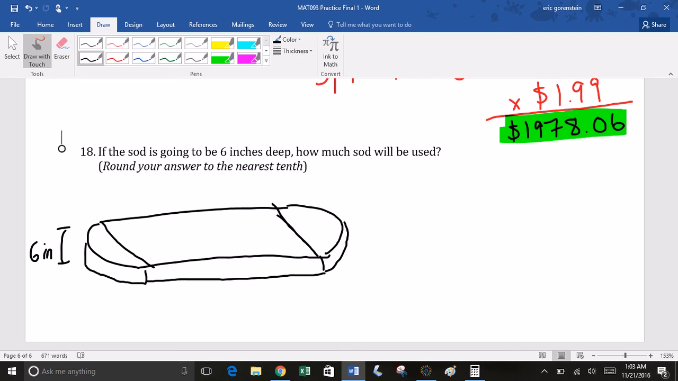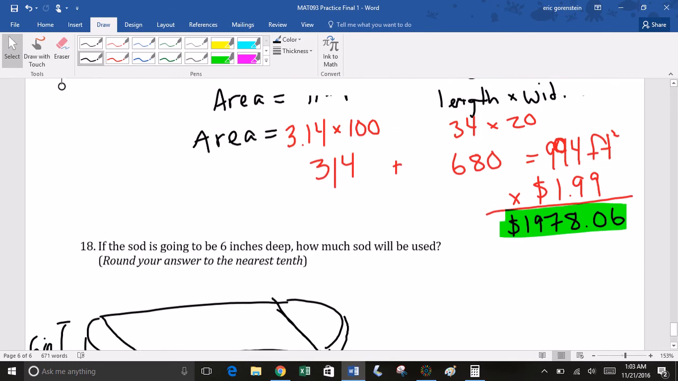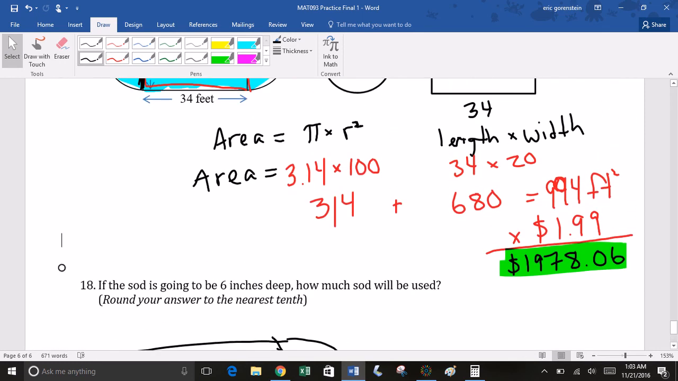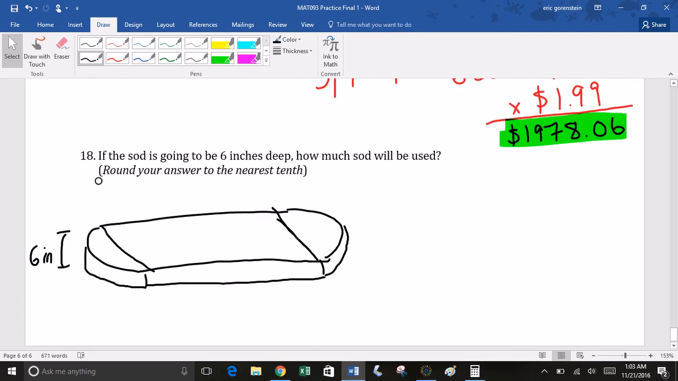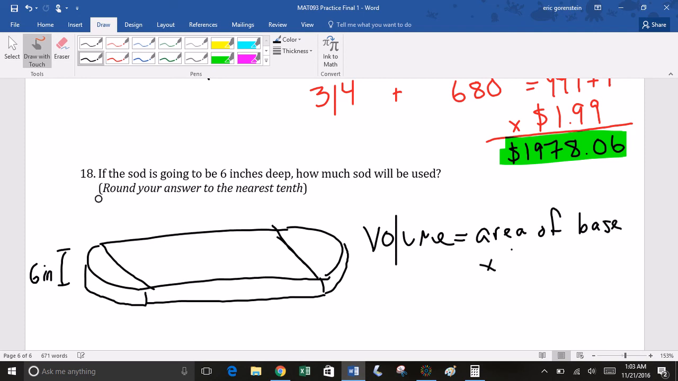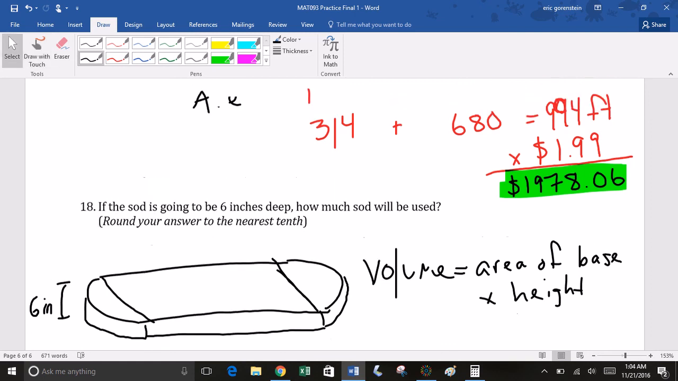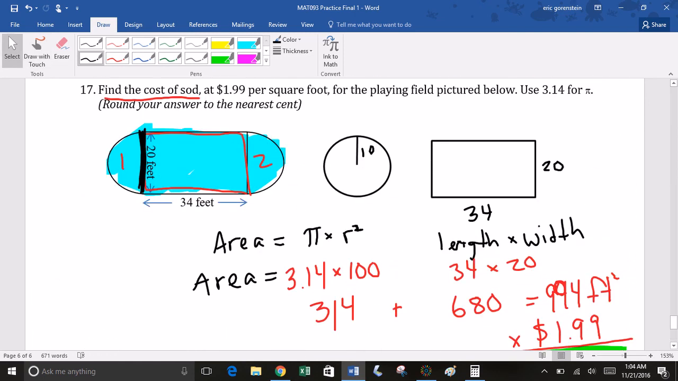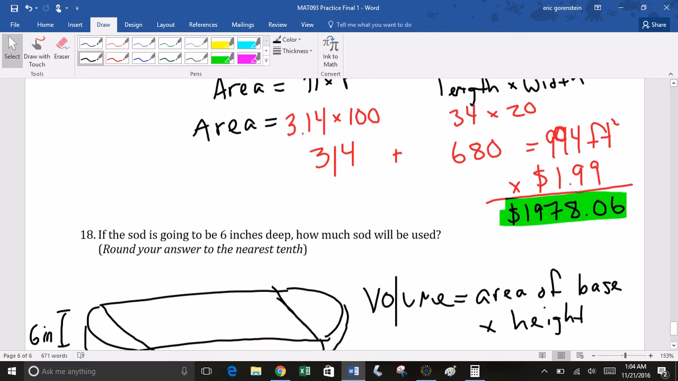6 inches. Okay, so we know what the area is. We just did that in the previous problem. So our area is the 994 square feet. Okay, so for any three-dimensional shape, volume is always equal to the area of the base times the height. So in this case, the area of the base is the 994. So that's what I have here in blue, the whole blue shaded area. That's 994 square feet.